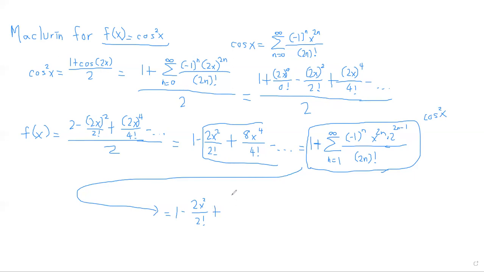What happens when n is equal to 2? You get, okay, so that's negative 1 squared is 1. x to the power of 4. 2 to the power of 2n minus 1, that's 2 to the power of 3, which is 8. And then 2n, 2 times 2 factorial, 4 factorial. Yeah, and minus, and then so on and so forth. That's the answer.